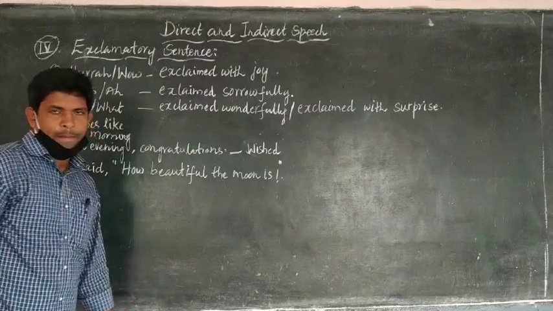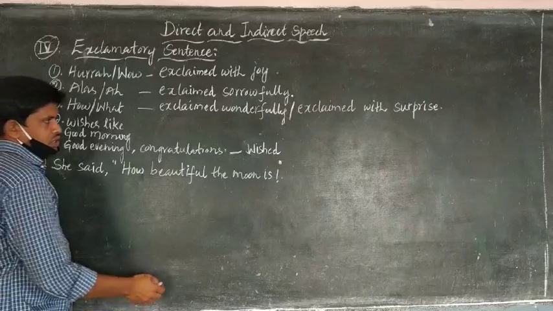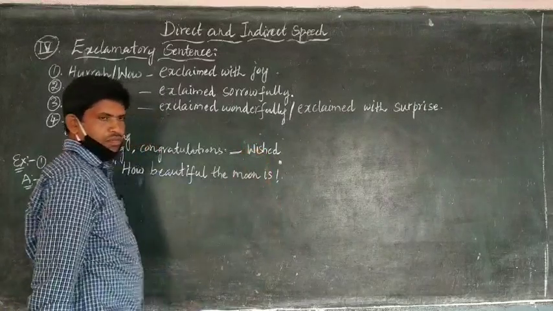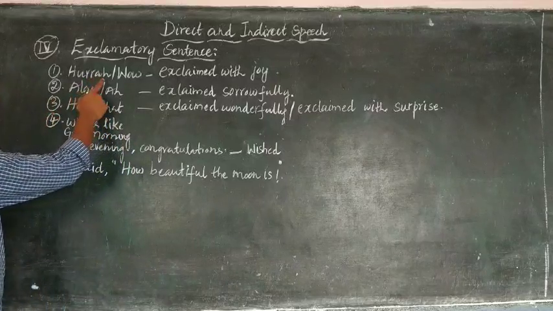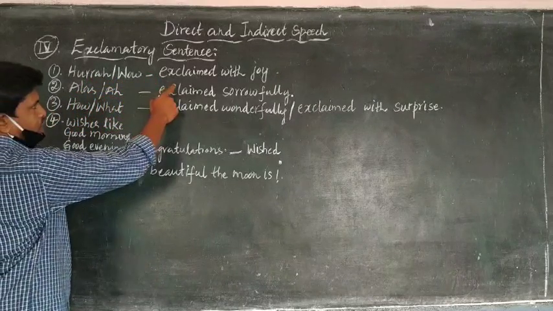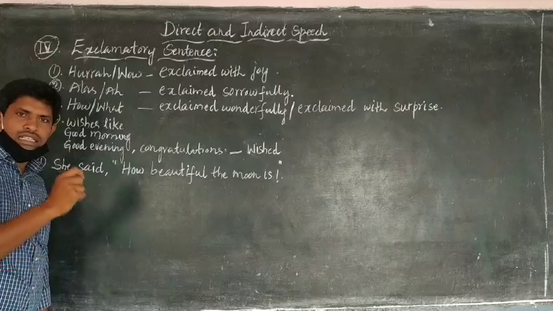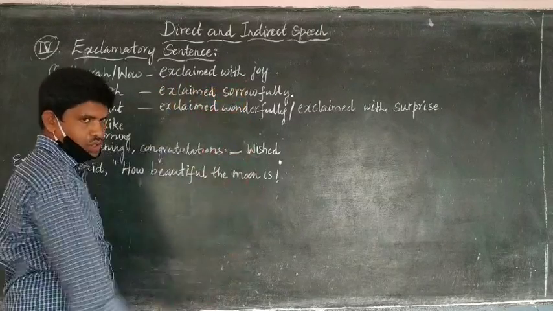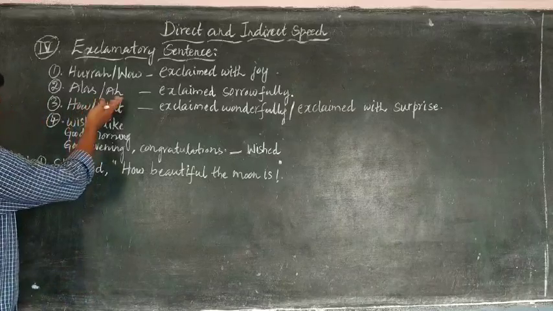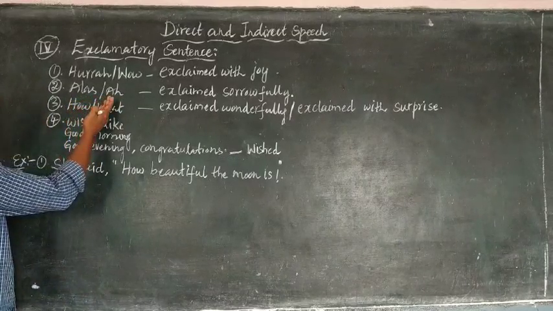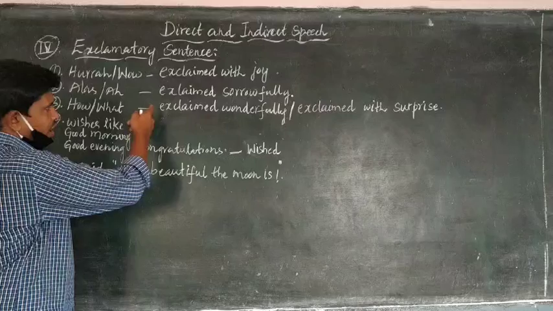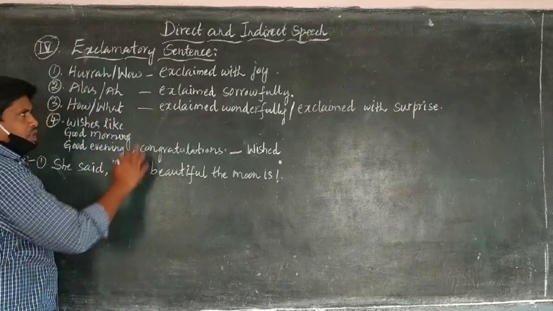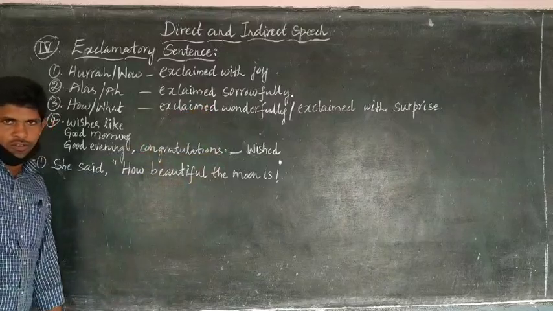If you see that in the direct speech, immediately you have to write in the reporting part wish. And if you see hurrah or wow in the direct speech, you have to write in the reporting part of the indirect speech exclaimed with joy. Okay? Same here also, alas or ah. If you see in the direct speech, immediately you have to write in the indirect speech exclaimed sorrowfully.